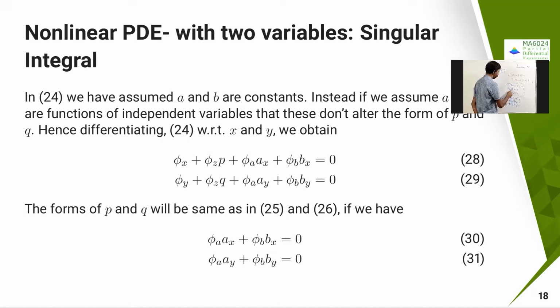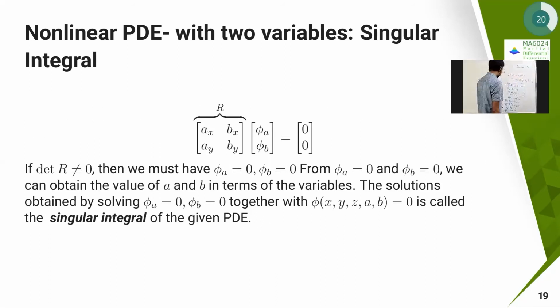Then these two terms are going to be 0, therefore they are eliminated. Suppose we assume that p and q are the same as in equations 25 and 26. Then these two terms become 0, and you get phi a a x plus phi b b x equal to 0, and phi a a y plus phi b b y equal to 0. In matrix form I can write this as the matrix with rows a x, b x and a y, b y, multiplied by phi a, phi b, equal to 0, 0.